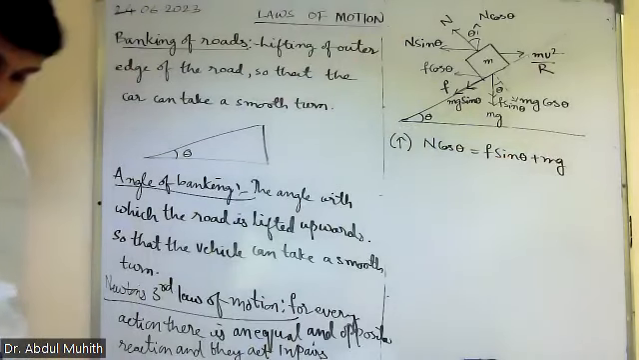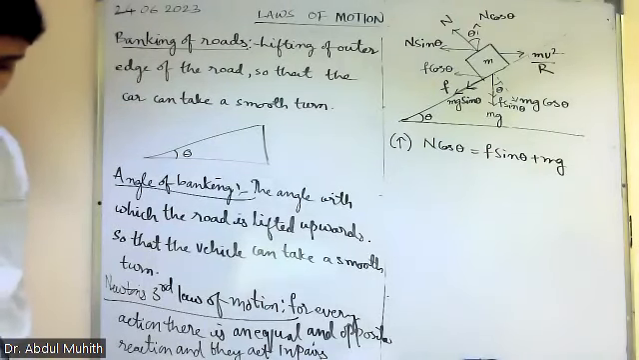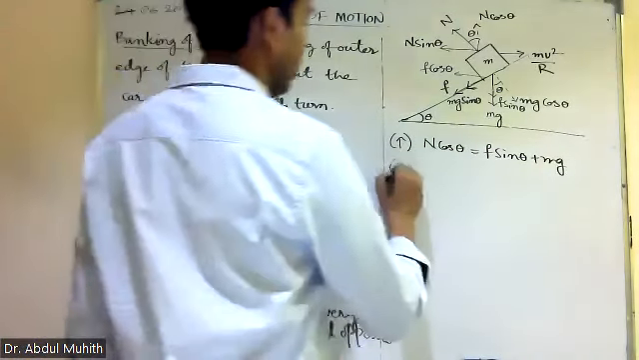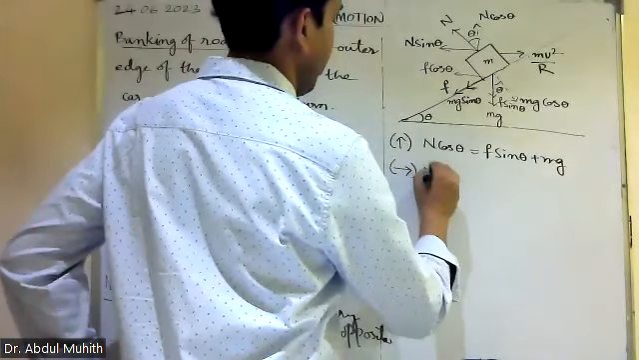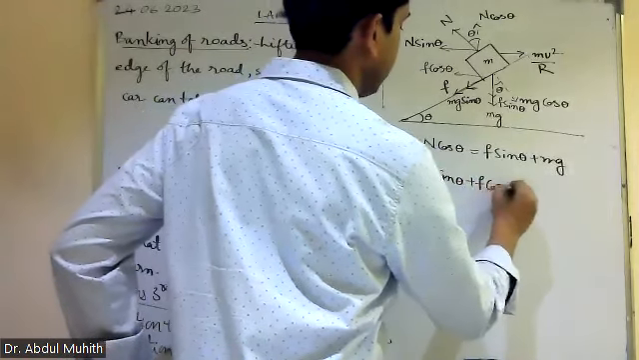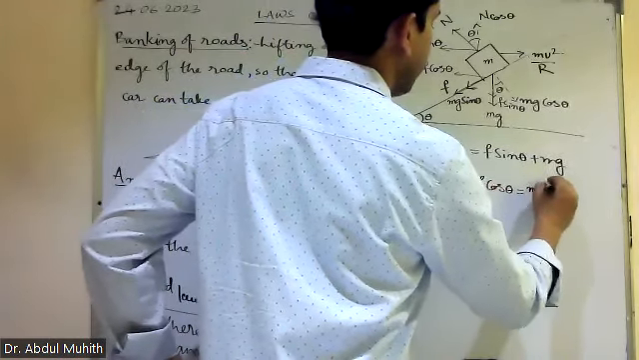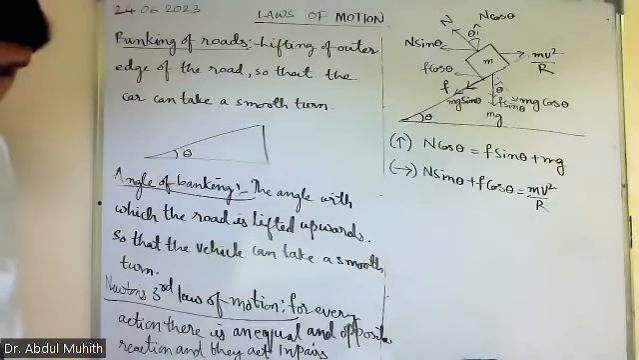F cos theta plus f sin theta plus mg. That's the first one. Second one, in the horizontal direction, what do we have? N sin theta plus f cos theta equal to mv square by r.